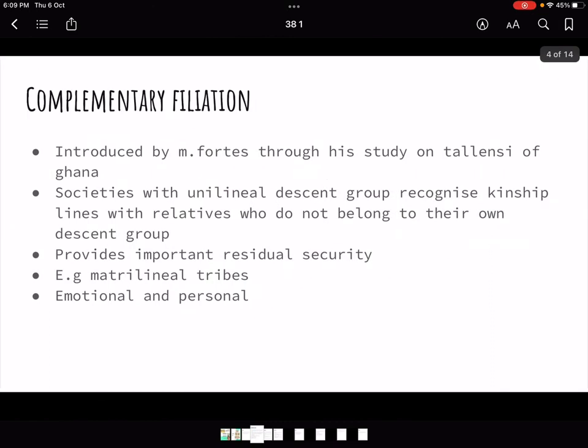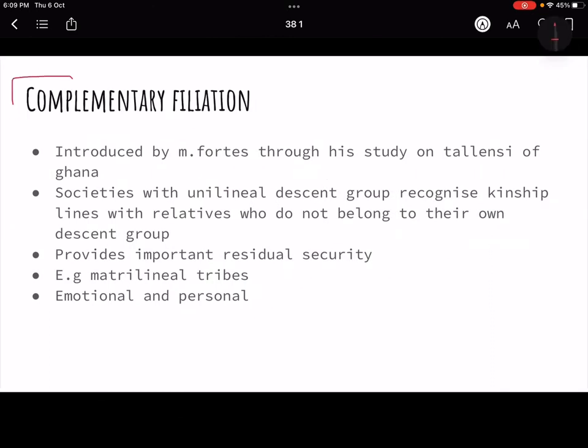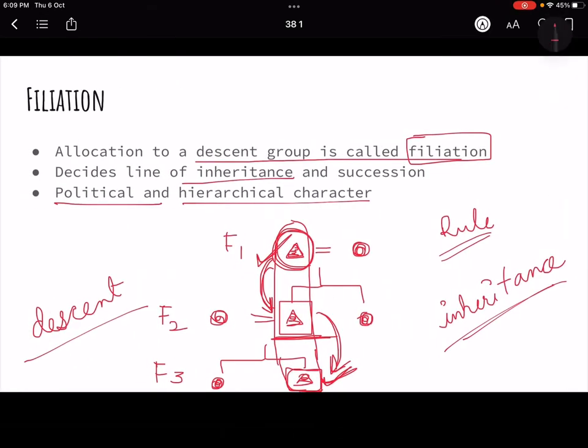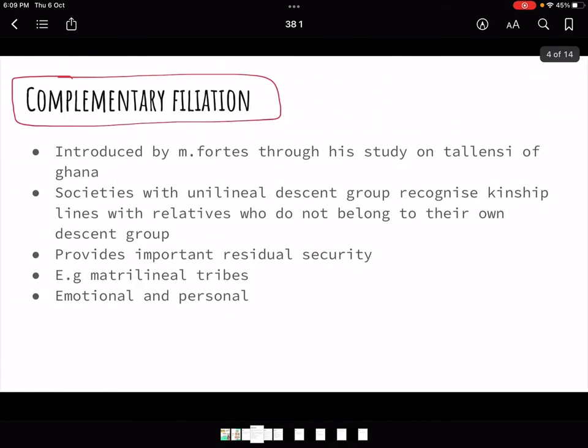So then another term came in, that is complementary filiation. Why? Because until now we were talking about unilineal descent groups, in which important members of the family are not integrated in the grouping. For example, look here: the role of the mother is minimal. Similarly, what is the role of the mother's family, the maternal uncle, the maternal grandfather? Their role is missing in this, right? So here came in the concept of complementary filiation.